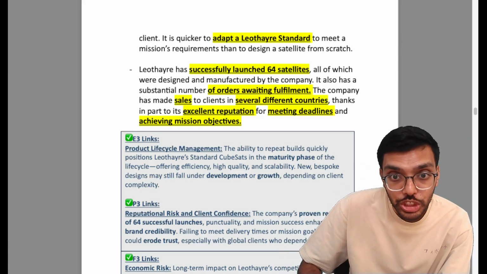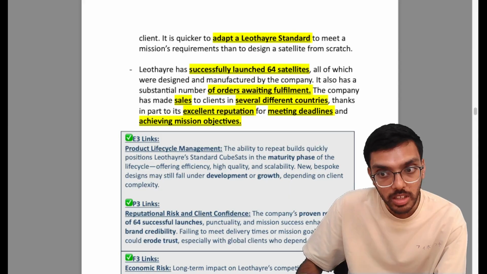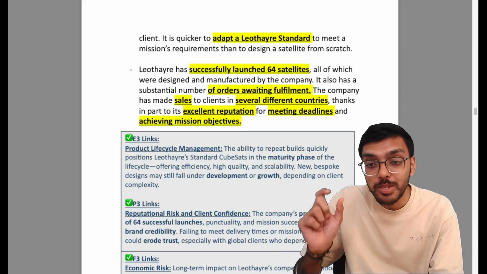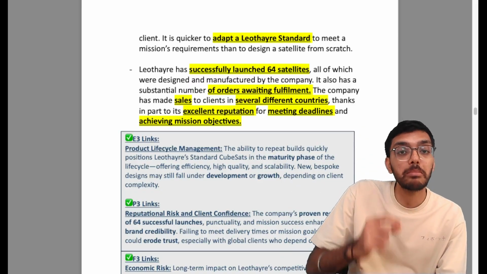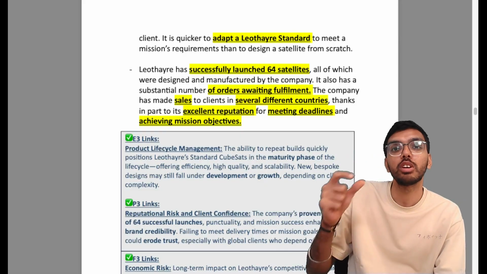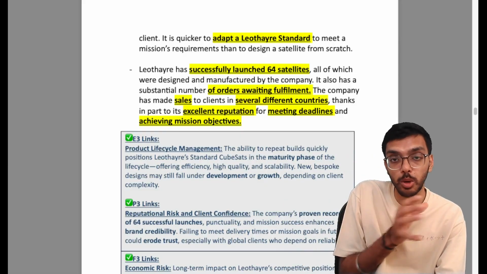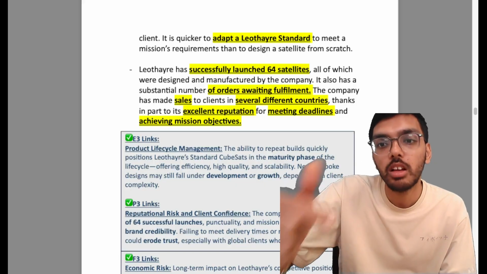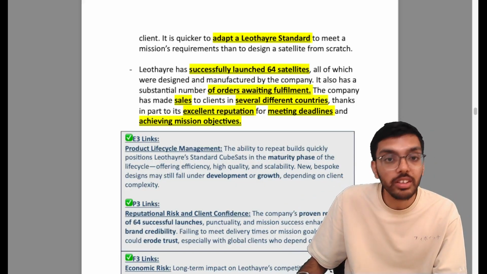Remember this. Obviously, you will want to pitch to your clients what is best for them. But you need to keep in mind that it will be quicker for you, quicker for them, better for them if you can use your standard Leothayre satellite that you have, which is a CubeSat, and then customize it to the client's requirement.